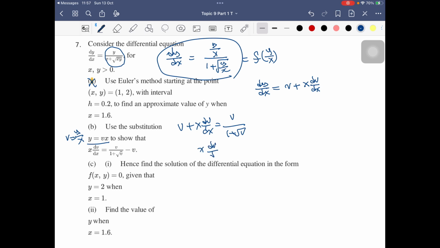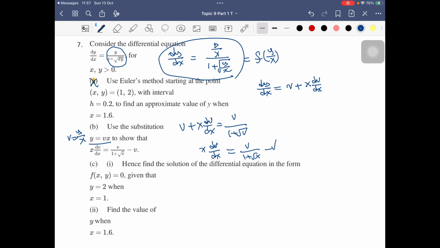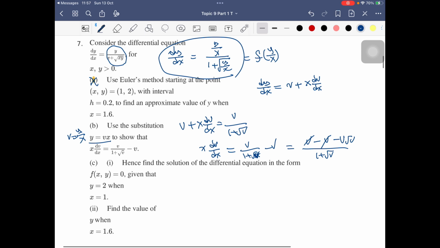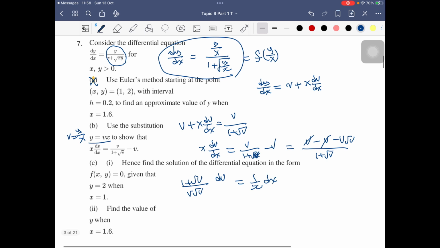So x dv over dx becomes v times 1 plus square root of v, minus v. So here, 1 plus square root v, v minus v minus v square root v. Okay. So now dv over v square root v times 1 plus square root v equals 1 over x dx, integral minus. I left the negative sign on the right side.